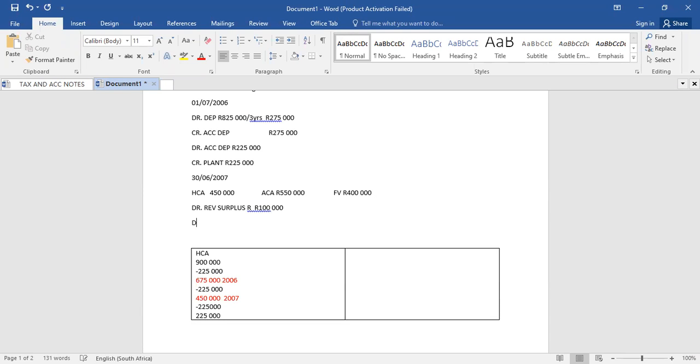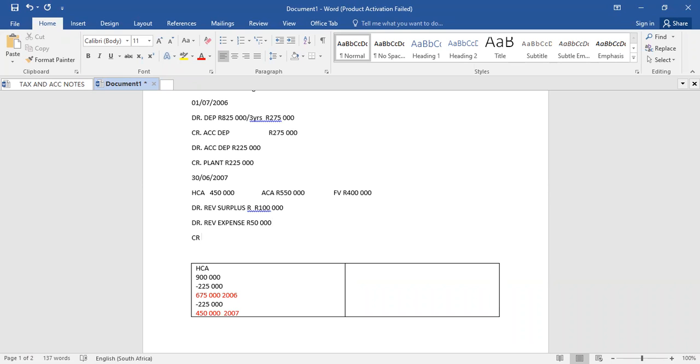Then what else do we have? It must be on a debit side. It is supposed to be the revaluation expense, because it goes together with the other. Revaluation expense, remember, happens if the carrying amount is bigger than the fair value. So you're using your historical carrying amount. The historical carrying amount is 450, the fair value 400,000. So the revaluation expense is 50,000. Then you credit plant with the difference between ACA and fair value, which is 150,000.